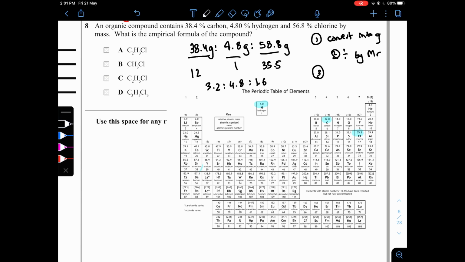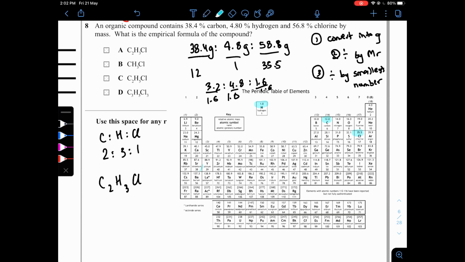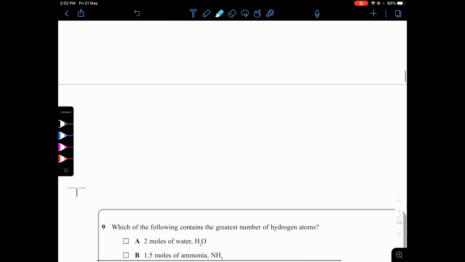Then the third step is you divide by the smallest number to get the smallest ratio. So we have to divide everything by 1.6. So we will get 2, 3, and 1. This correlates to carbon, hydrogen, and Cl. So our answer would be C2H3Cl, and that answer is A. And that is our final answer.